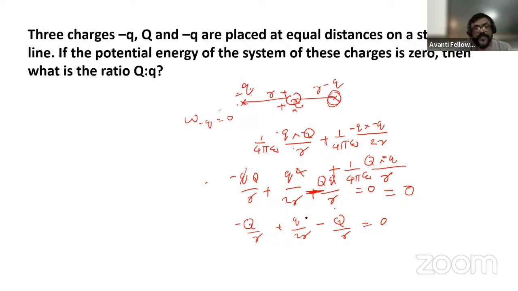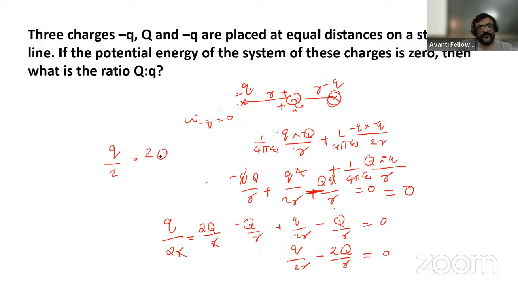So we have negative capital Q by R plus Q by 2R minus Q by R. We have two negative Q by R's. So they will be adding together to give negative 2Q divided by R. Am I right? Negative Q by R plus negative Q by R. That is negative 2Q by R. This will be 0. So what you will get, Q by 2R is equal to 2Q by R. So we can find the ratio. Again, these two R's we can cancel. So what you will get, small q by 2 is equal to 2Q. That shows small q is equal to 4Q.